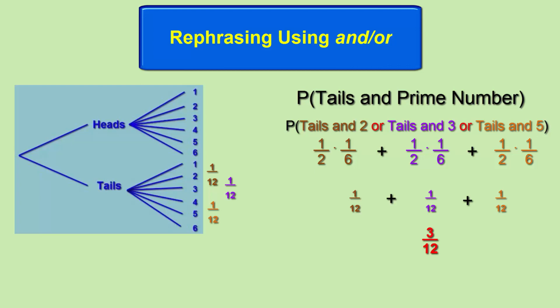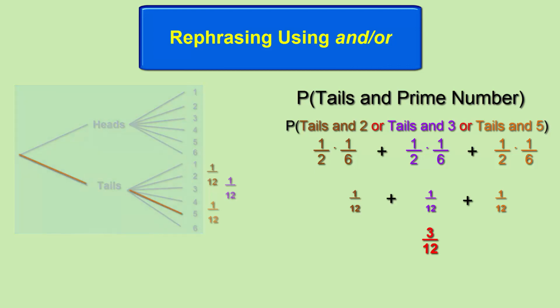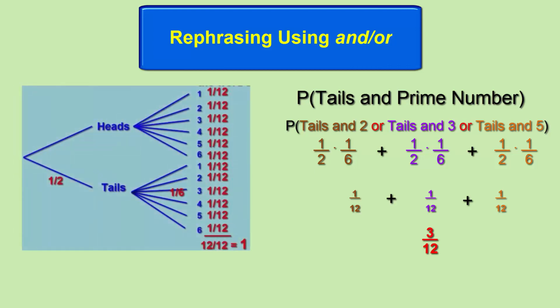And when using a tree diagram, the probability of various paths and their outcomes should be added, because we can get tails and 2, or tails and 3, or tails and 5, but also because we should be able to add all outcomes to get a sum of 1. This is because the combination of all outcomes on a tree diagram account for 100% of what can happen.